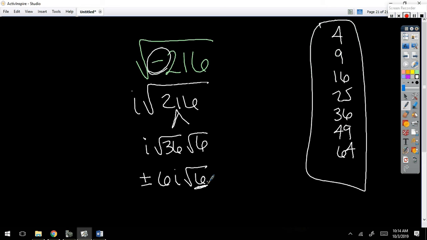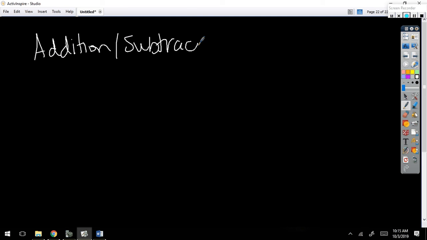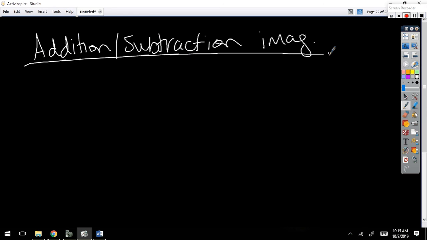All right, so we do some operations with imaginary numbers. Let's talk about addition and subtraction of imaginaries first because it's the easiest. This is the easiest thing.